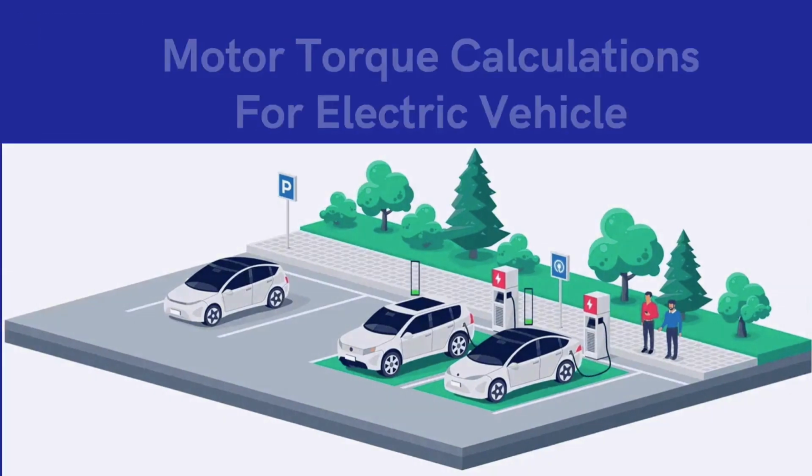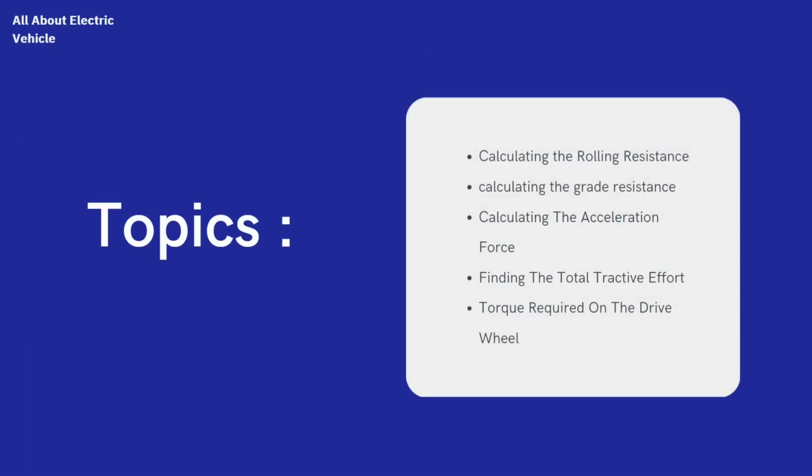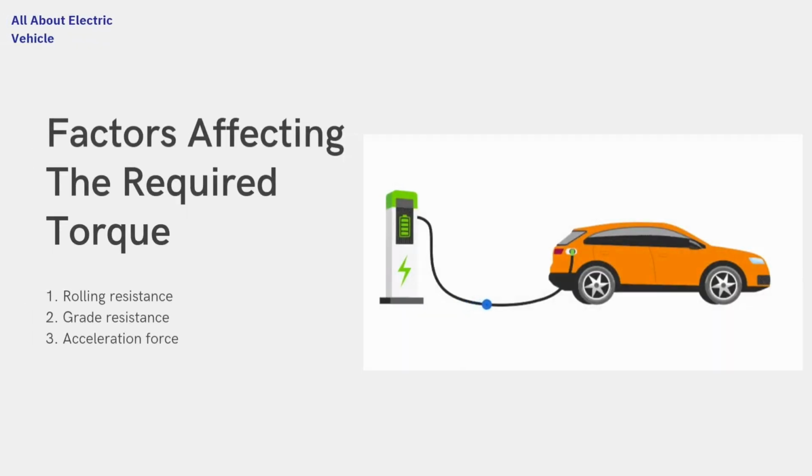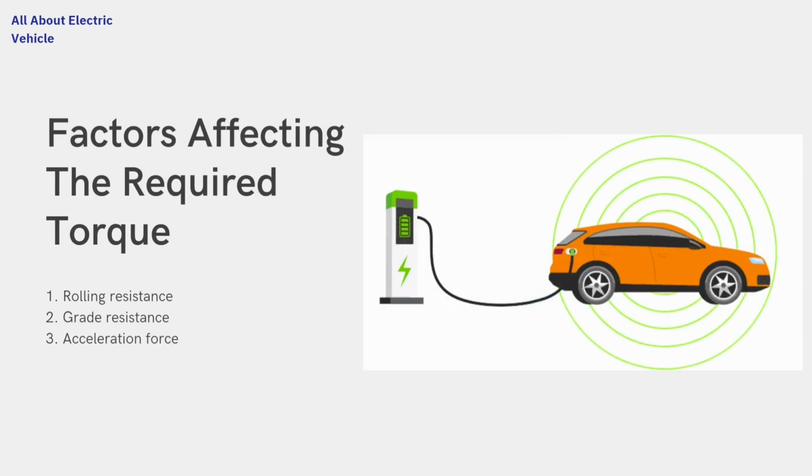So, the topics that we'll be discussing are as follows: calculating the rolling resistance, calculating the grade resistance, calculating the acceleration force, finding the total traction effort, and torque required on the drive wheel. So, first, we'll see the factors affecting the required torque.